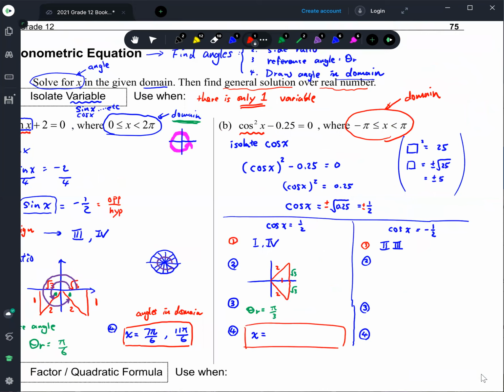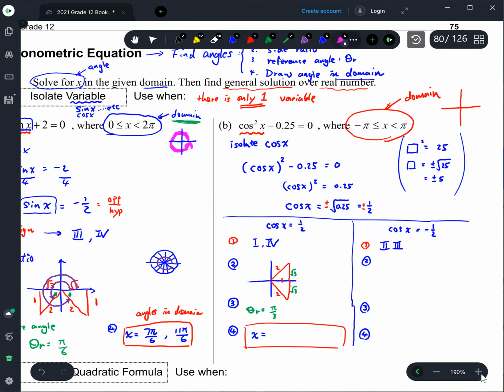So negative pi to pi, okay? If you are confused about the domain, negative pi means negative 180, right? So that means you're looking for the angles going down. Okay, let me write it again.